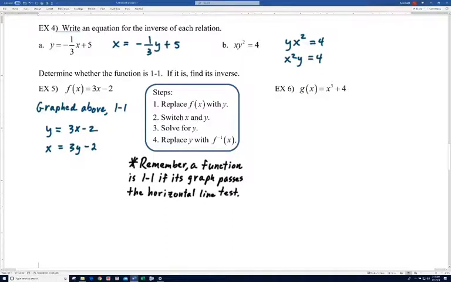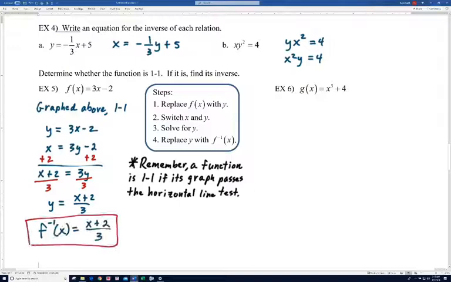Step 3, which is the other key step, is to solve for y. So I need to get rid of the minus 2 there. I'll add 2 to both sides. So we're going to get x plus 2 is equal to 3y. Again, I'm trying to solve for y, so I need to get rid of that 3. Let's divide by 3. And so we're going to get y is equal to x plus 2 all over 3. Now you could write that as 1/3 x plus 2/3, but there's really no reason to do that. Don't forget your last step. We're just going to replace y with f inverse of x.